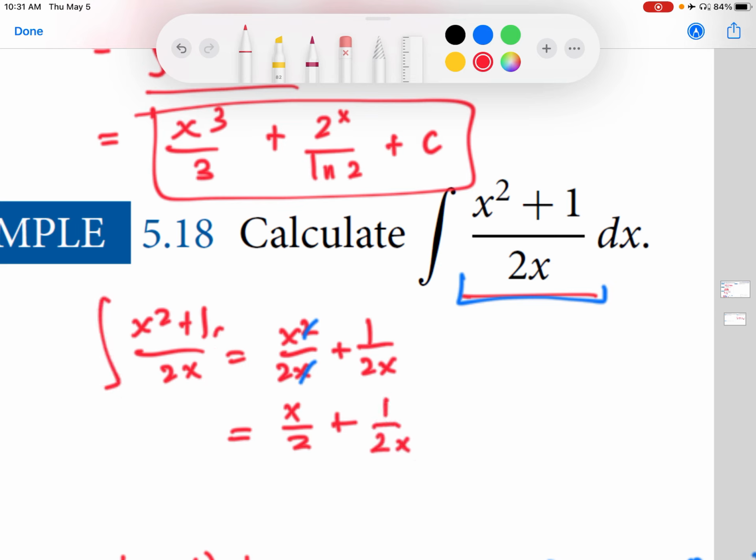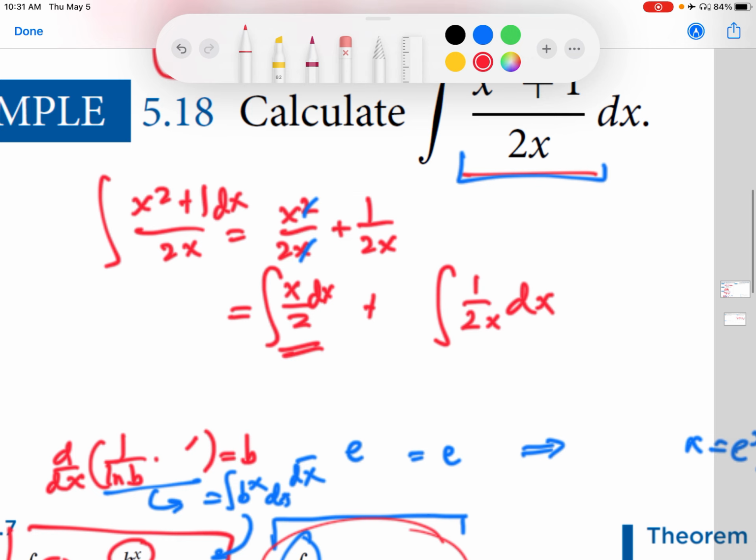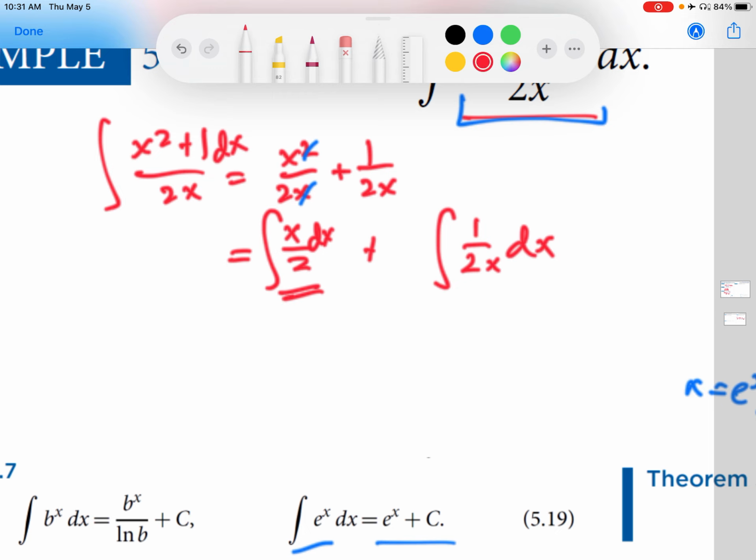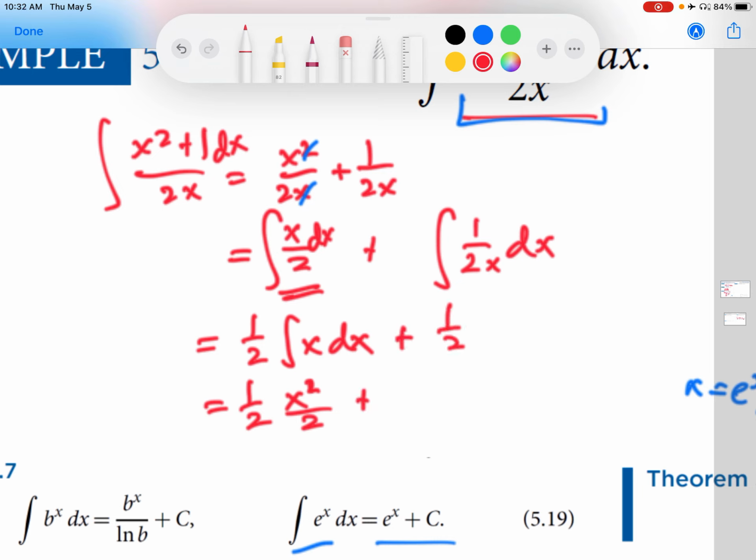So the integral dx of this original function is the same as the integral of x over 2 dx plus the integral of 1 over 2x dx. So the first of these is an integral that we can do without any of these fancy rules down here. We can pull out the 1/2 and integrate x dx. That integrates to add 1 to the exponent, so x squared divided by the result, over 2. And then we still have to do the integral of 1 over 2x. We can pull out the 1/2 also, and integrate 1 over x dx.